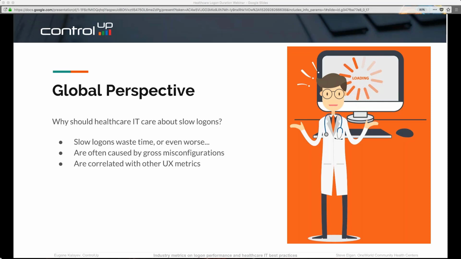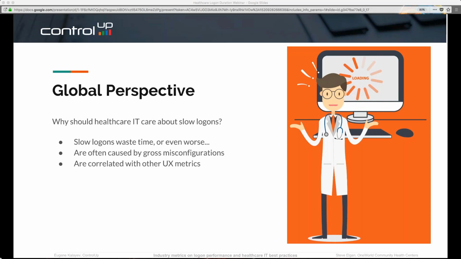Especially when the delay is very long, and we'll see that in some extreme cases the delays are very long, they can break the user's concentration and lead to a loss of productivity, which is even worse than just a simple delay. So this is another reason why you should care about logon duration, especially in the extreme cases. Another reason is the underlying misconfigurations that cause the logon duration to be slow.